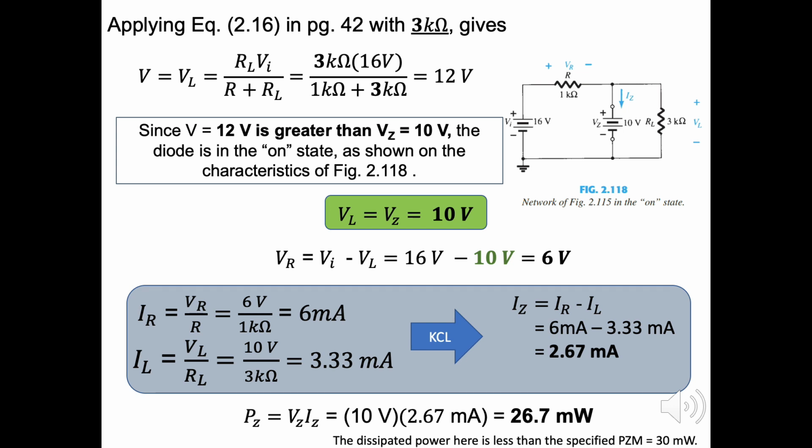To calculate IZ, we need to use KCL, as IZ equals the subtraction of IL from IR. IZ here is 2.67 mA after we find IR and IL one by one. The power is Vz multiplied by IZ, which is equal to 26.7 milliwatts.